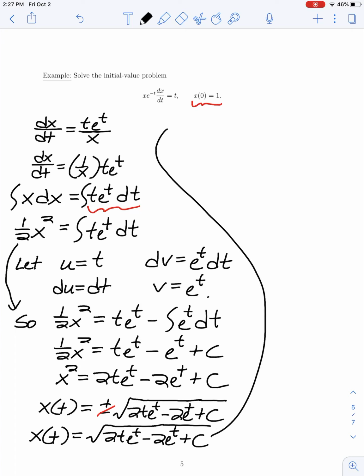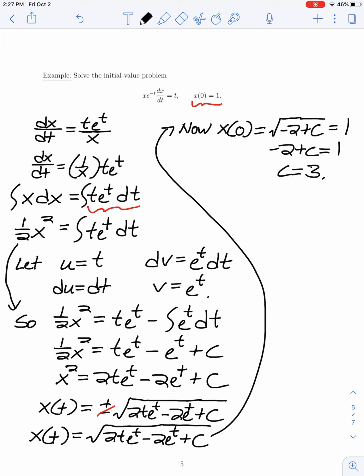So, a little scratch work to the side here. If I apply this initial condition by evaluating my solution at t equals 0, I would have the square root of 0 minus 2 plus c, and this has to equal 1. So to solve for c, we could square both sides. I would have negative 2 plus c is 1. So c would have to equal 3.